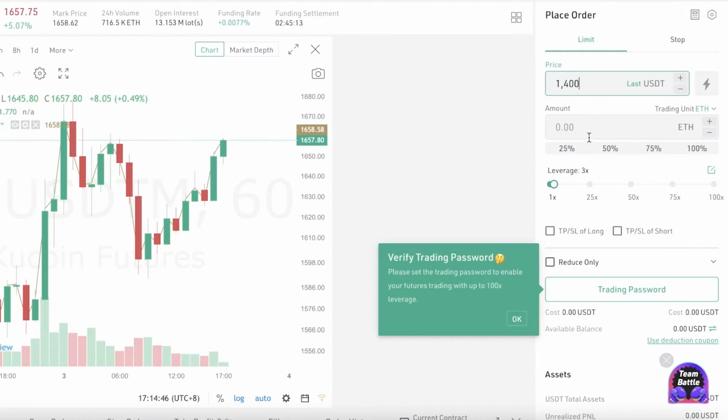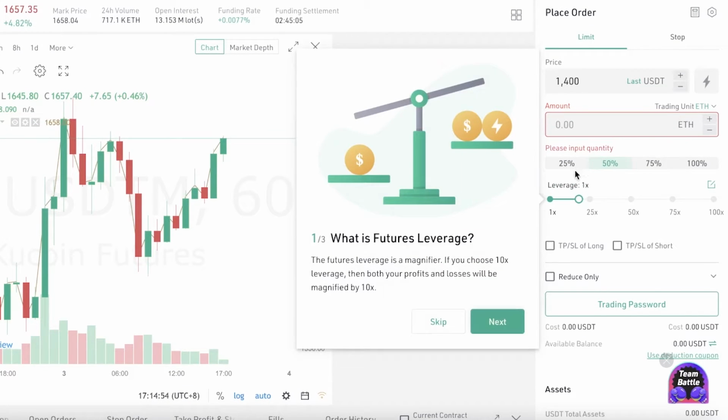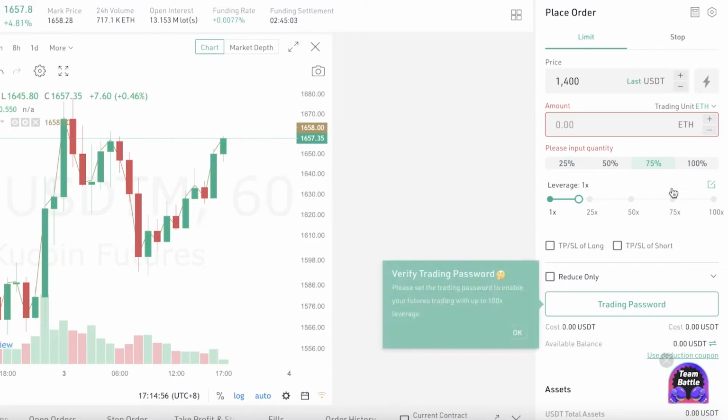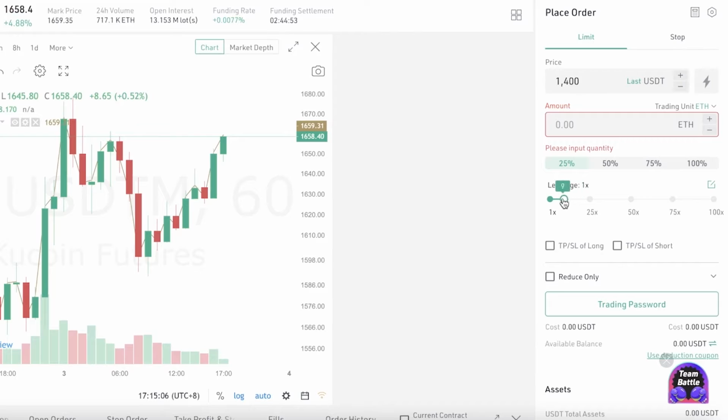Let's say I think it will go to 1400. Then I can enter the amount of Ethereum I want to bet. And then you can scroll down over here and take a look at the input quantity. So what does input quantity actually mean? Input quantity means how much of the funds in your futures account you actually want to bet on that. And then after that, you have your leverage.